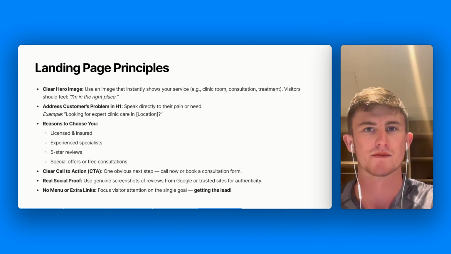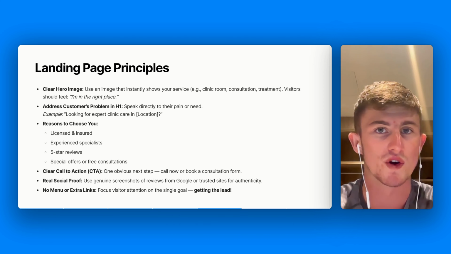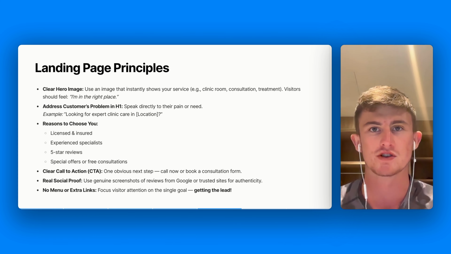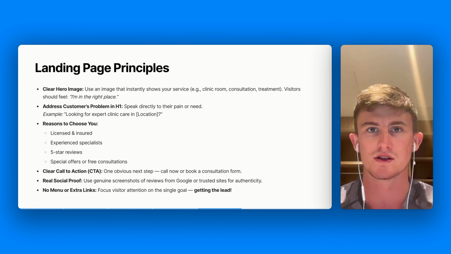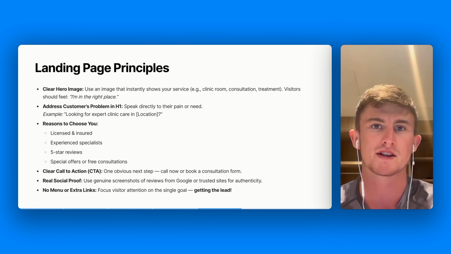Next is use real social proof. Okay, if you think about it, what's everyone's objection online at the moment? It's trust. So if you can't showcase some real testimonials, pictures of real clients of yours, pictures of real testimonials from Google, all of this really enhances social proof.